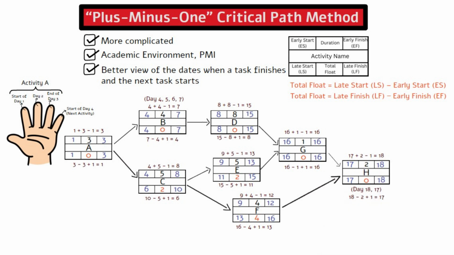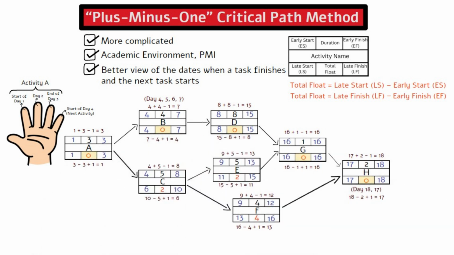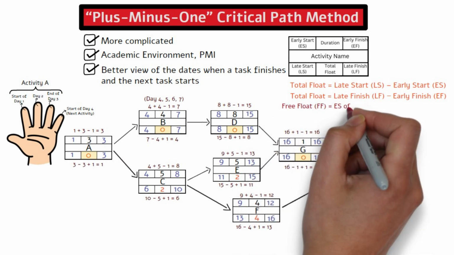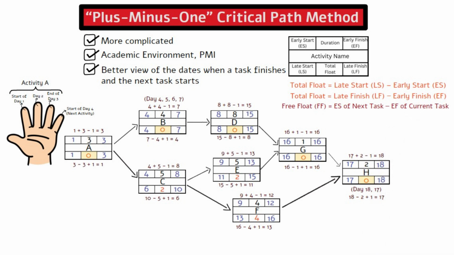The critical path is the path that has zero total float, so that will be the path with activity A, B, D, G, H. Now, let's talk about free float. Remember, free float is the delay allowed before it affects the next dependent task. You calculate it by taking the earliest start of the next activity minus the earliest finish of the current activity.